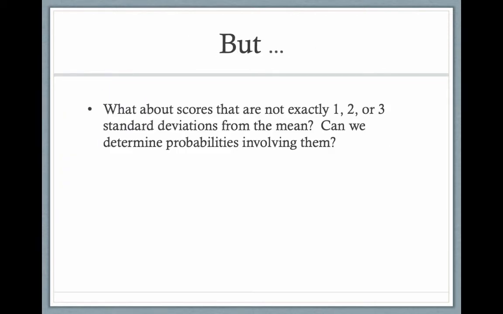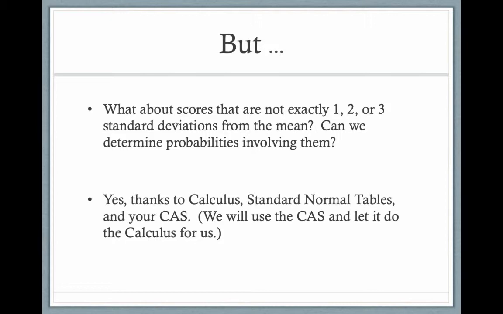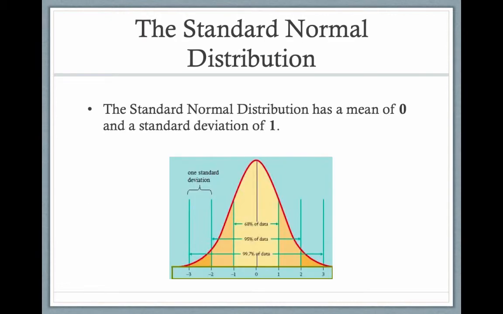Okay, but what about scores that are not exactly 1, 2, or 3 standard deviations from the mean? Can we determine probabilities involving them? Absolutely. You need calculus, standard normal tables, or your CAS. We will use the CAS and let it do the calculus for us.